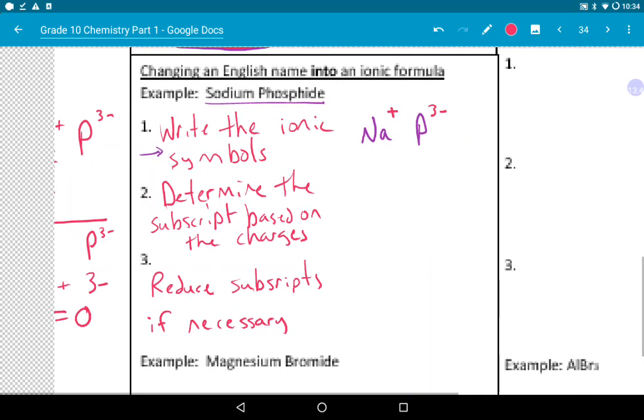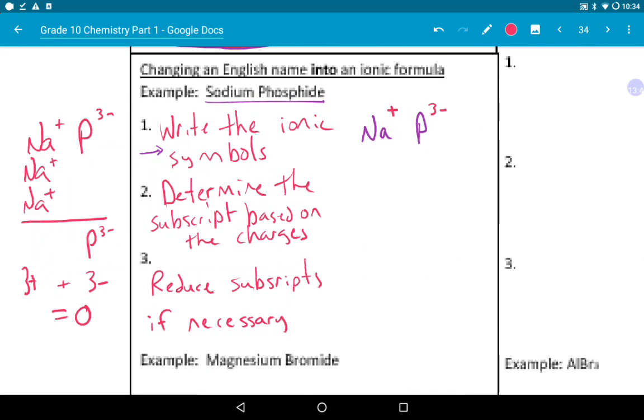So one way to think of it is, okay, phosphorus, we have a charge of 3 minus here. So how many sodiums do we need to match up and cancel that out? Well, we have 3 positive charges. We need 3 sodium ions. So it's going to look like this. We need 3 sodium, Na3, metal first, non-metal second, and then phosphorus we only need 1.